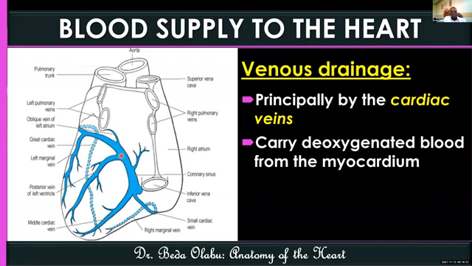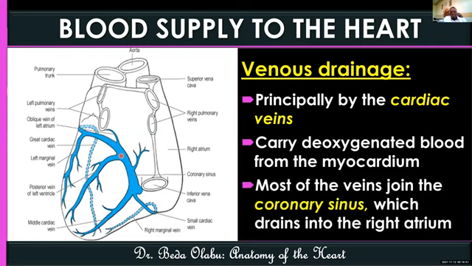You know, the heart pumps blood, but it also needs oxygen. So the coronary arteries supply the myocardium with oxygen. Cardiac veins carry the deoxygenated blood from the myocardium back to the heart. Most of those cardiac veins converge to form a large vein, which we call the coronary sinus, which drains into the right atrium.